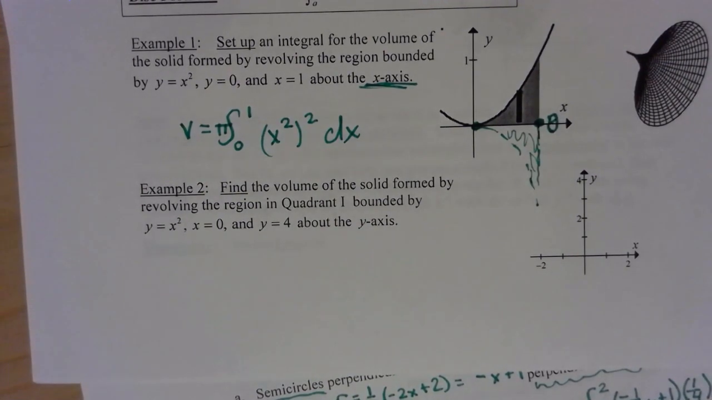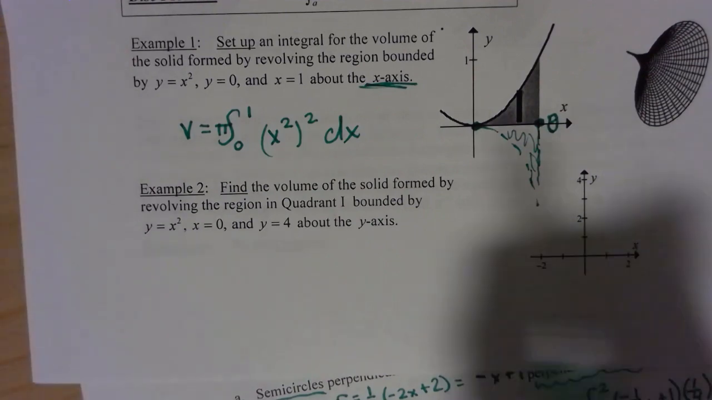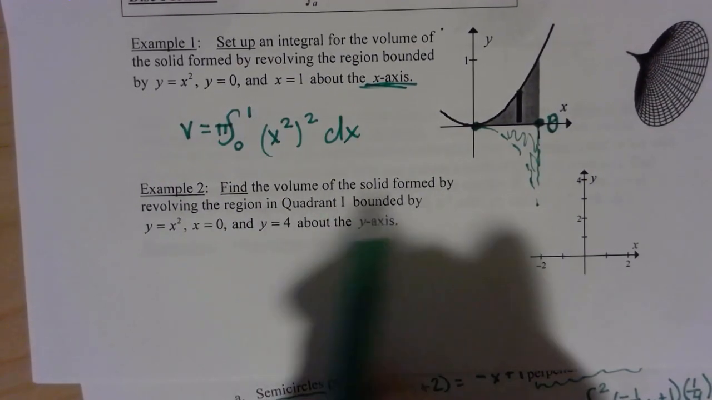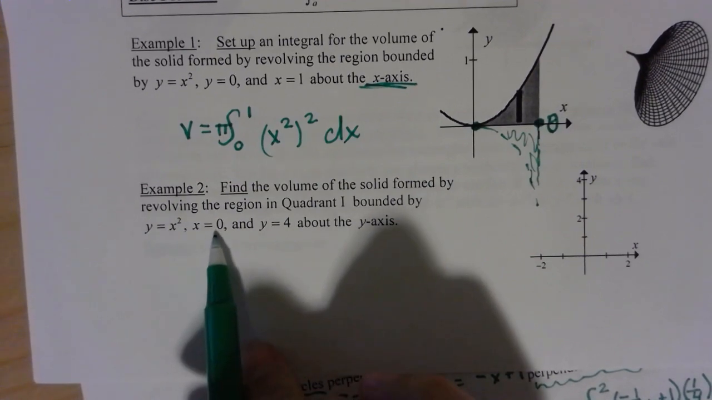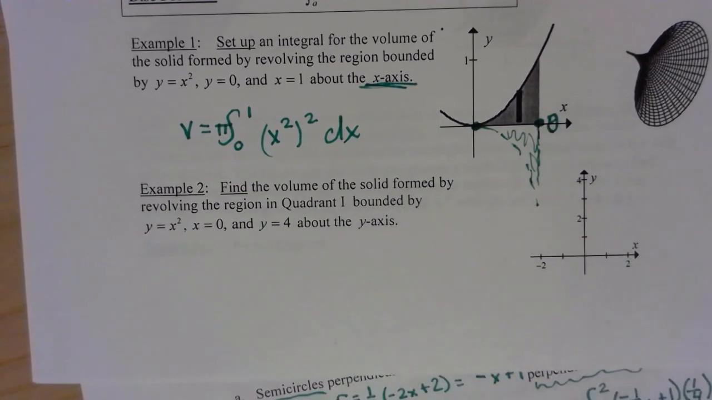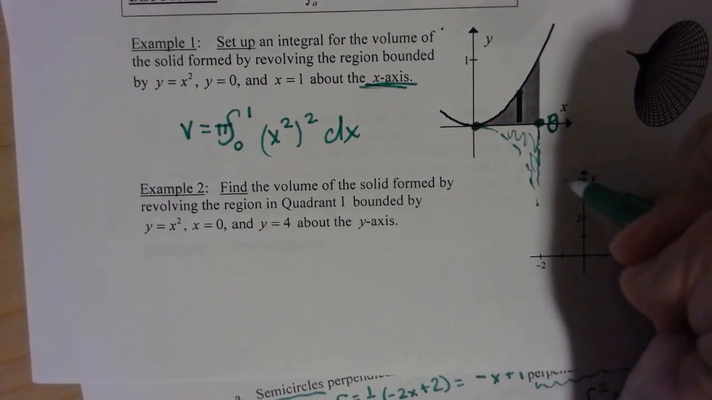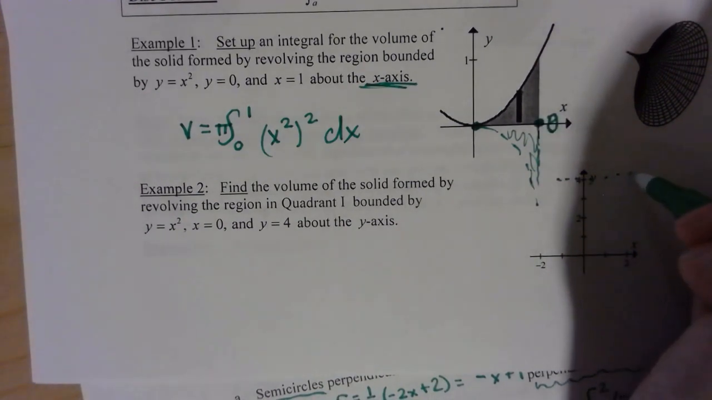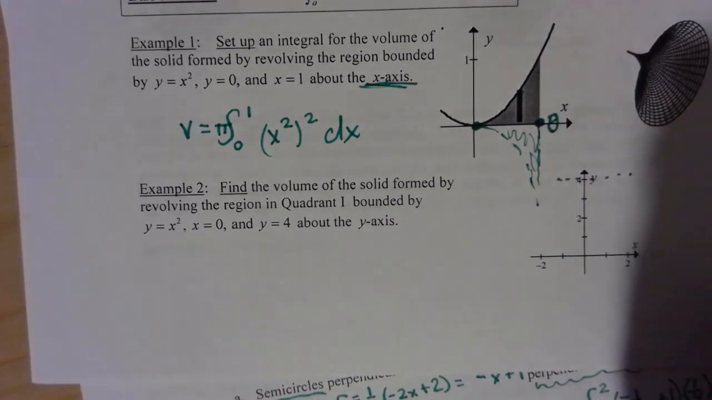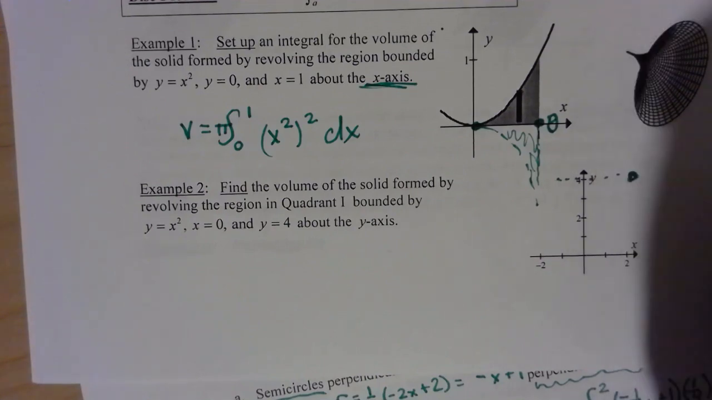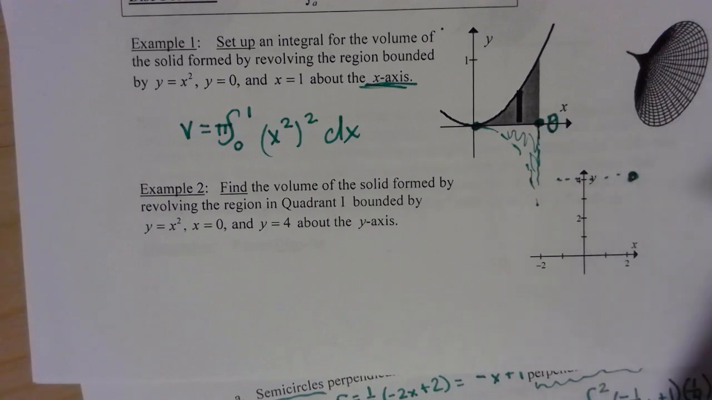Example 2. This time we're actually going to find the volume. We're just not going to set it up. So two steps to this. Find the volume of the solid formed by revolving the region in quadrant 1 bounded by y equals x squared, x equals 0, and y equals 4. First we want to make sure y equals 4 is up here, so we're bounded up here. Where would our function meet y equals 4? It would meet it at 2, because 2 squared is 4.